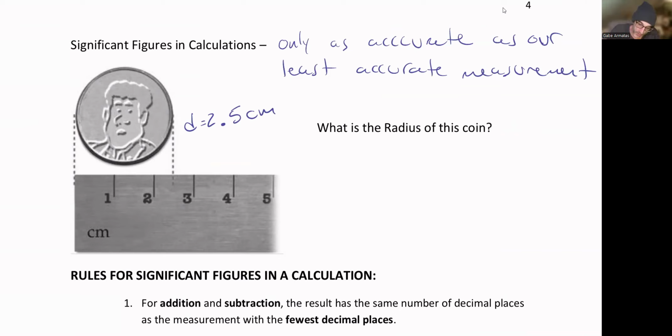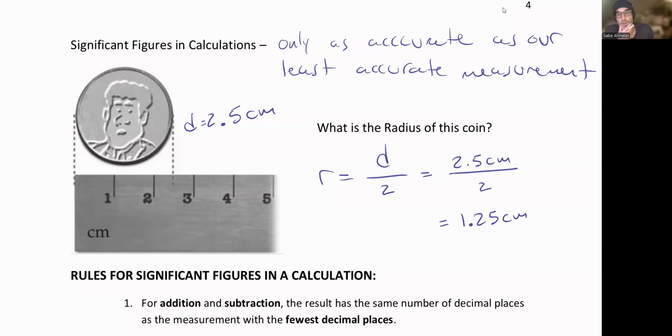Okay, so what's the radius of the coin? Well, the diameter is equal to 2.5. But if I take the radius, I want to take the diameter and divide it by 2. Okay, we can do that. So my diameter of 2.5 centimeters divided by 2 gives me 1.25 centimeters. Okay, great. There's my radius, right? That is the correct answer.